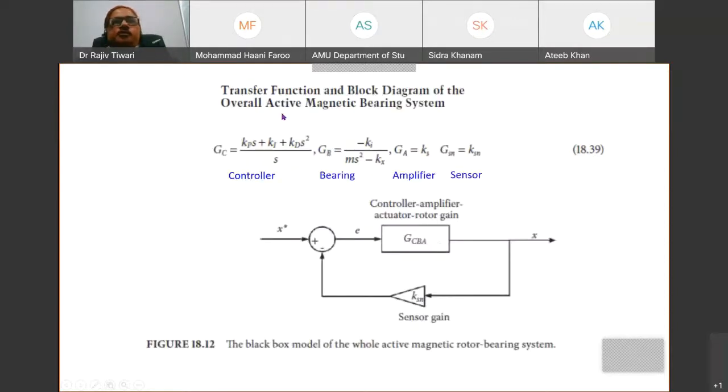Then coming to the transfer function of the overall magnetic bearing and rotor system. Here you can see this is the block diagram for the controller. Even the amplifier can have some gain, apart from the actuator and the rotor here. And the sensor also can have some gain, because the sensor senses the physical quantity and converts it into the electrical quantity, so its sensitivity can be used as a gain here. So we have controller, bearing, amplifier, sensor, everything in this block diagram. With this, we can have the overall transfer function.